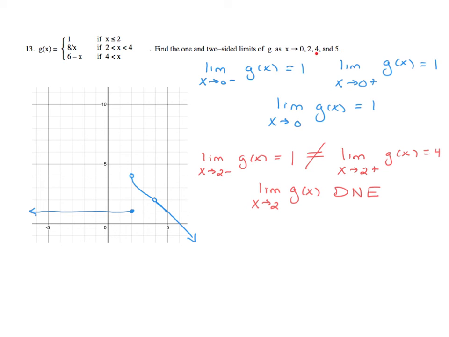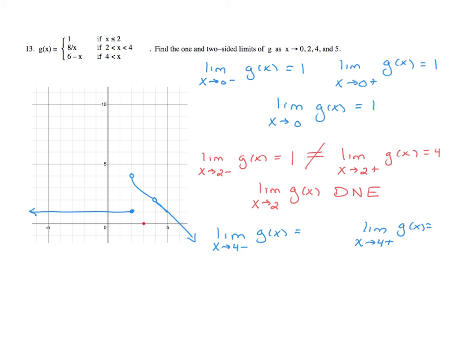Okay, moving on to 4. Again, if I look at 4, something odd seems to be happening here. There's a hole in the graph. Let's see how this affects things. For that one, I'll say the limit as x approaches 4 from the left, and then the limit as x approaches 4 from the right. All right, let's see what happens.